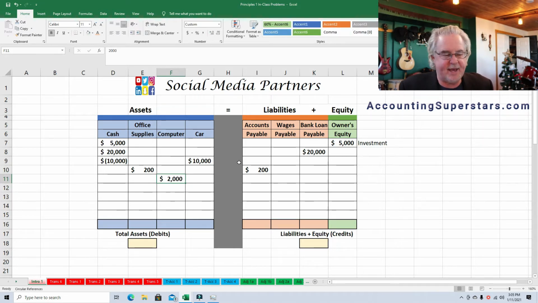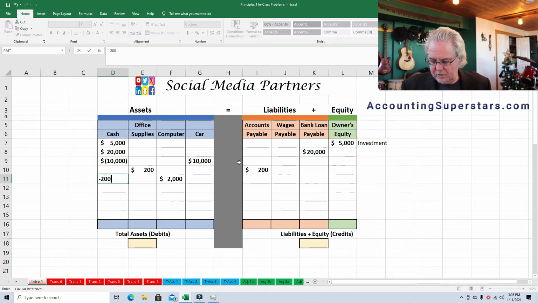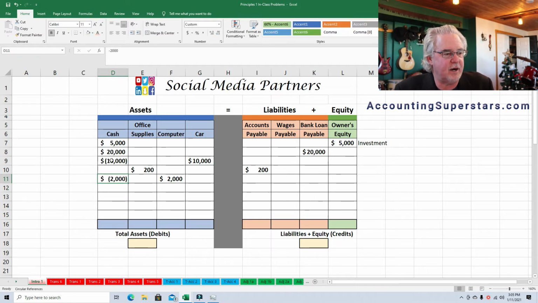And the owner pays cash. So what we would have is a negative 2,000 here. Again, like the car here, it nets out to zero. Well, here a negative 2,000 and a positive 2,000 nets out to 0, so we don't need anything on the right-hand side.